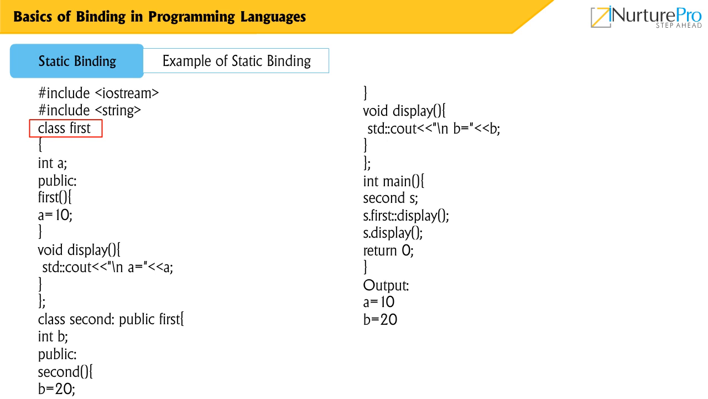As we can see in the code, the class first represents the base class and class second the derived class. Both of these contain an integer data member and a member function. The content related to the data member is displayed using the function display(). Note that in the main() function, S is an object belonging to the derived class second. Therefore, to invoke the function display() of the base class, we have used the scope access operator.